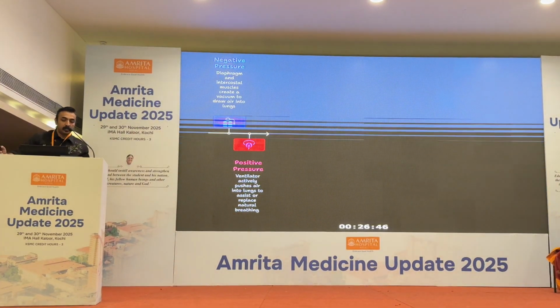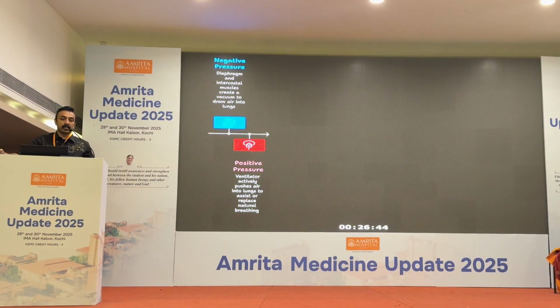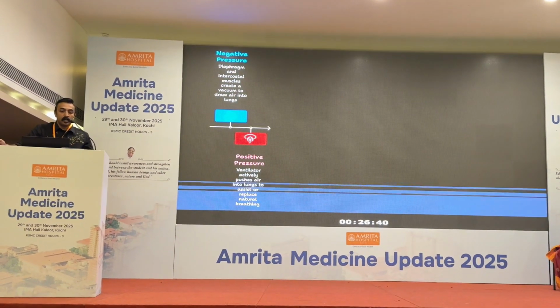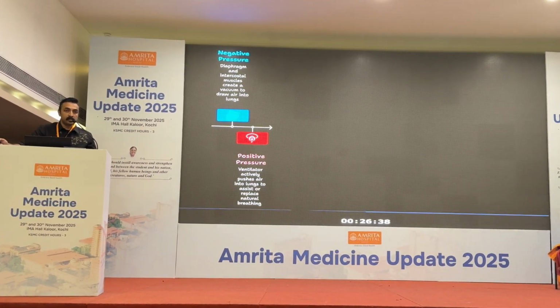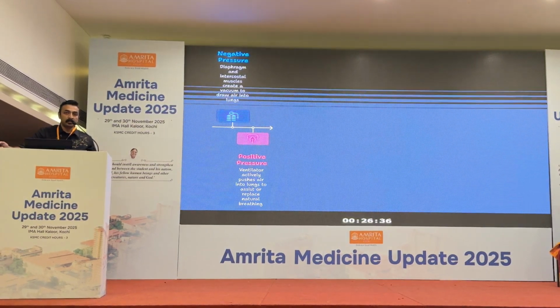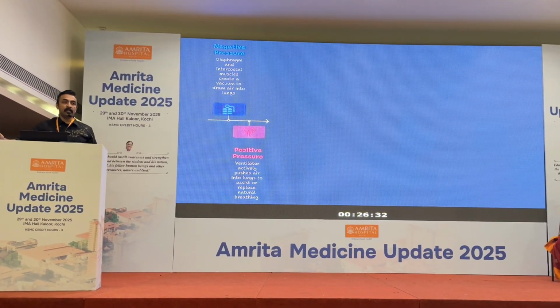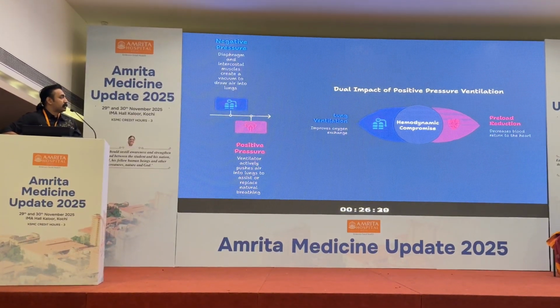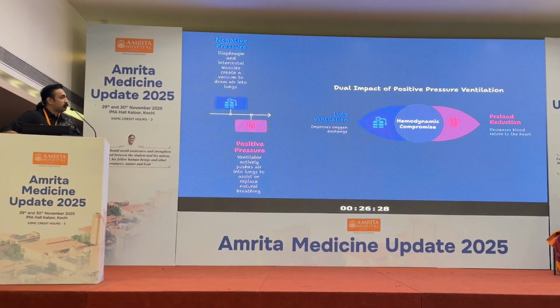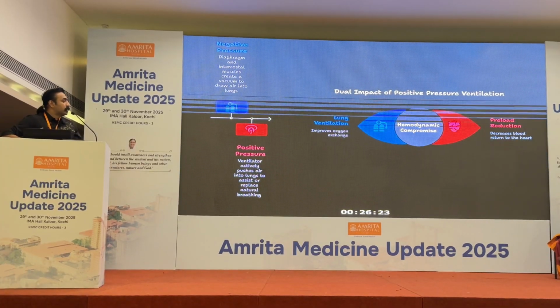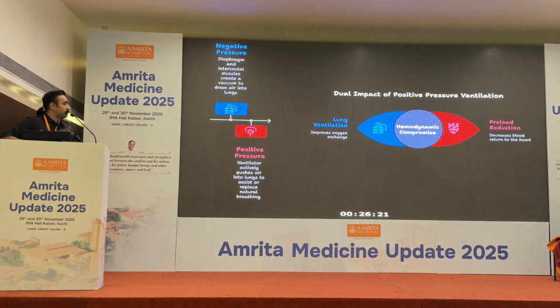Moving on to the other devices, basically our intrinsic thing is a negative pressure, right? And we used to have negative pressure ventilators long back in our polio days. You remember those iron lungs? Anybody remember the pictures? Right? And now what we are dealing with is mostly the positive pressure devices. But there is a dual impact of positive pressure ventilation. Always remember there could be a hemodynamic compromise because of the preload reduction. At the same time, we improve the lung ventilation.